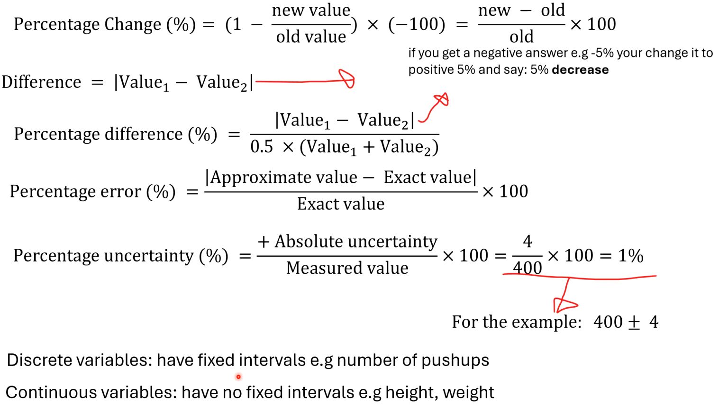Now, discrete variables have fixed intervals, for example, number of push-ups, but continuous variables have no fixed intervals. Height, weight, even if the graph shows a height of 10 centimeters, then 11, then 12, and there's no decimal shown, height will always be continuous.